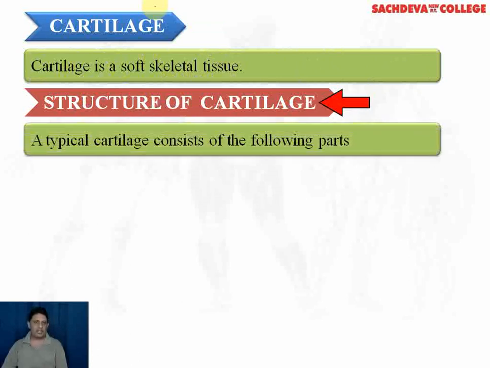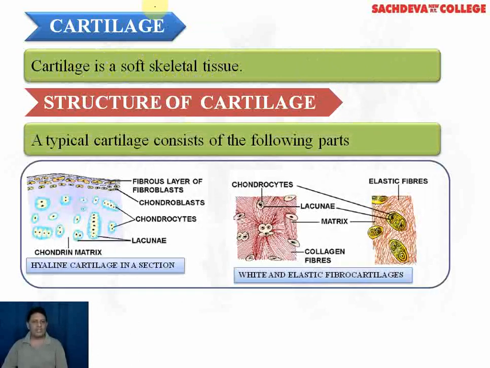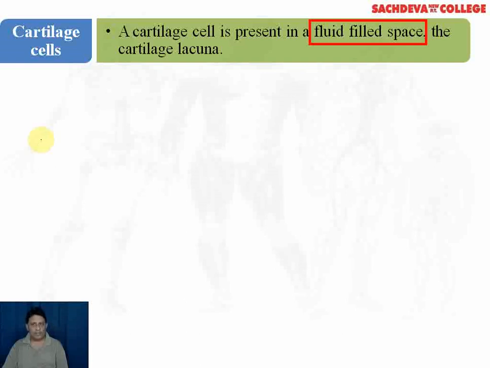Coming to the structure of the cartilage, you can see in your diagram, we have shown the structure of a hyaline cartilage and the elastic cartilage. Cartilage consists of cells which are called chondroblasts and chondrocytes. These are the important cells of the cartilage. The matrix of the cartilage is made up of chondrin, and the cartilages are covered by fibrous layers of fibroblast. There is a fluid-filled space in the cartilage which is known as lacuna.